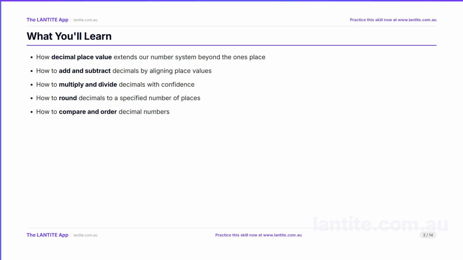By the end of this lesson, you'll understand how decimal place value works from tenths down to thousandths. You'll be able to add, subtract, multiply, and divide decimals. You'll know how to round decimals to any required number of places, and you'll be able to compare and order decimals confidently. These skills are essential for the LANTITE and for everyday numeracy in the classroom.